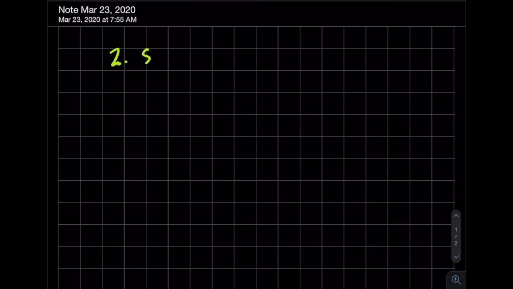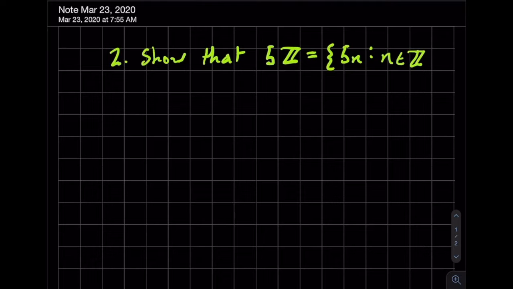It says, show that 5ℤ, with this weird Z meaning the integers, it's going to give us some set notation here. So 5ℤ is the set of all numbers 5n such that, this colon here, such that n is in the integers. And there may be a slight delay on the YouTube live, but it should pop up pretty quickly what I'm writing here.